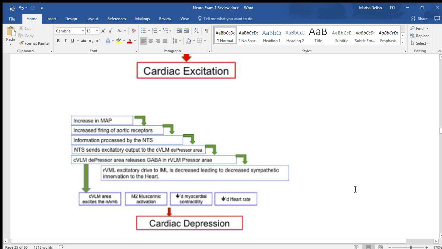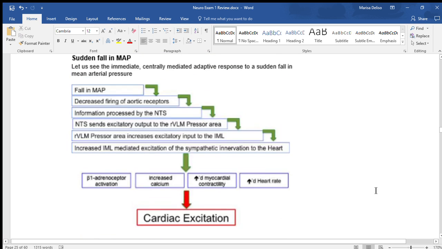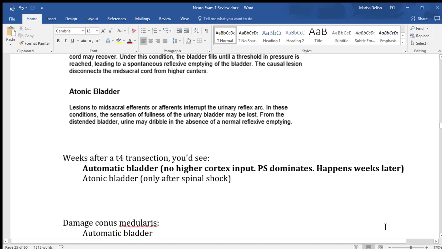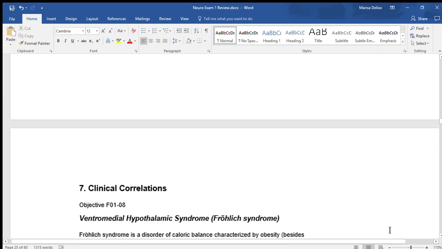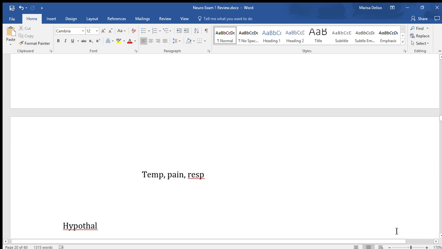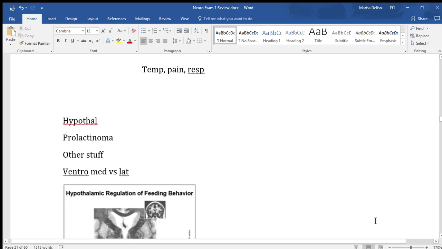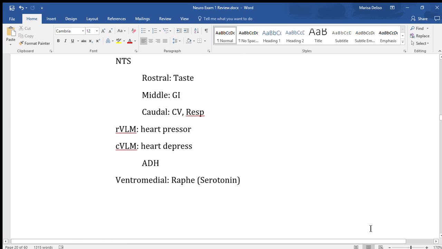Do you guys remember back in physio when you learned about sympathetic control? There's no parasympathetic control of your vasculature. You just stop applying sympathetics. Does that make sense? So it's kind of the same concept here.